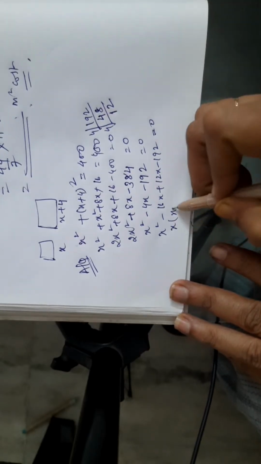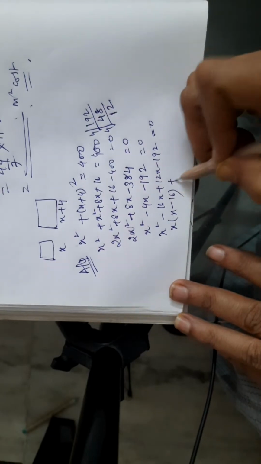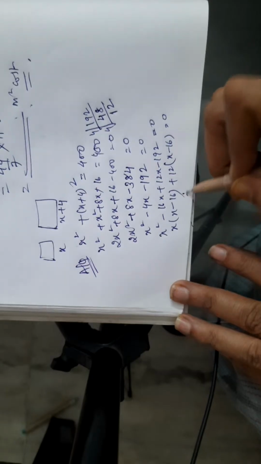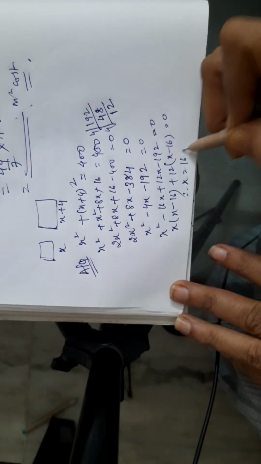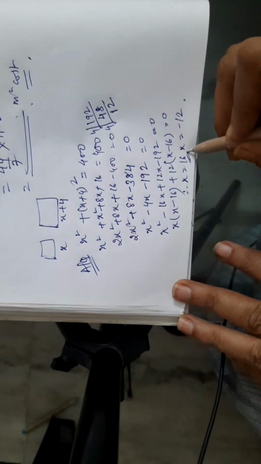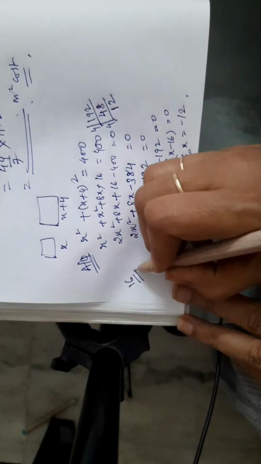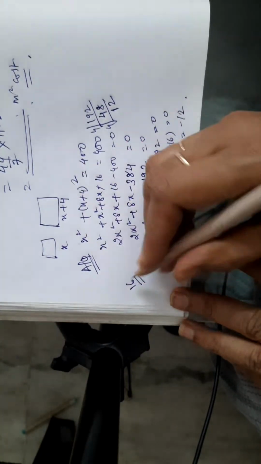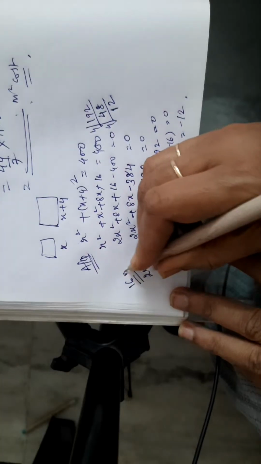x can be taken common: x minus 16, plus 12 times x minus 16 is equal to 0. So x is either 16 or x is minus 12. So one of the sides is 16. The side of the smaller square is 16 and the bigger square is 16 plus 4, which is 20. So these are the two answers.